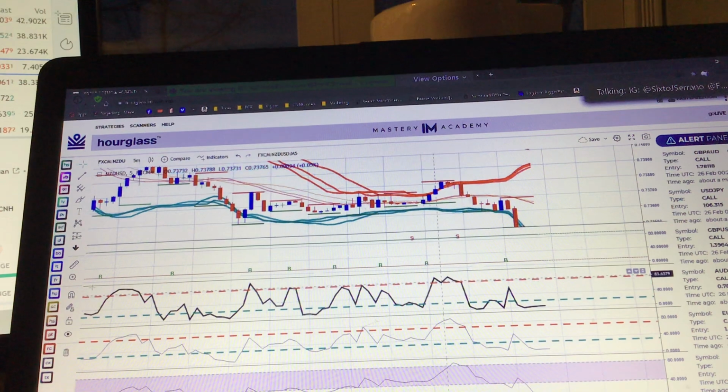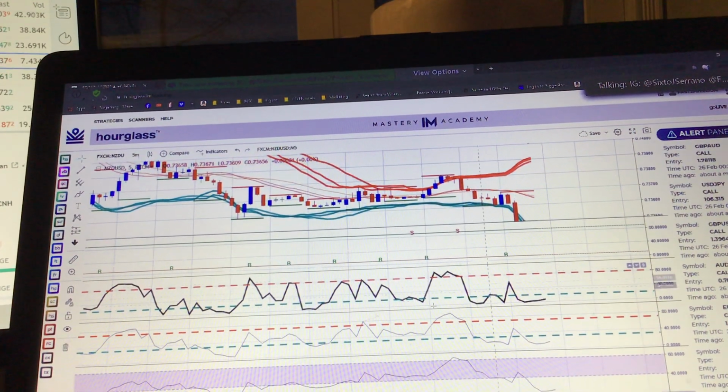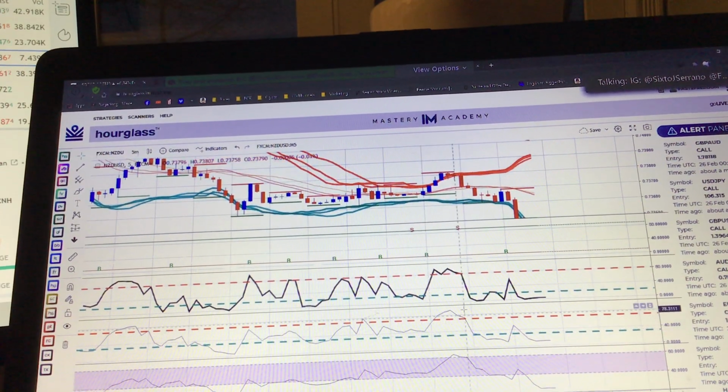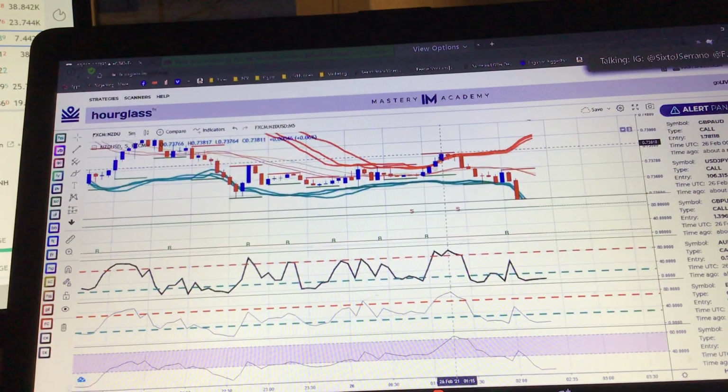This right here is the stochastic. It doesn't say it here. They took the name of it out. But the first one is the stochastic. The RSI is what really helps me determine the timing of getting in on a trade.